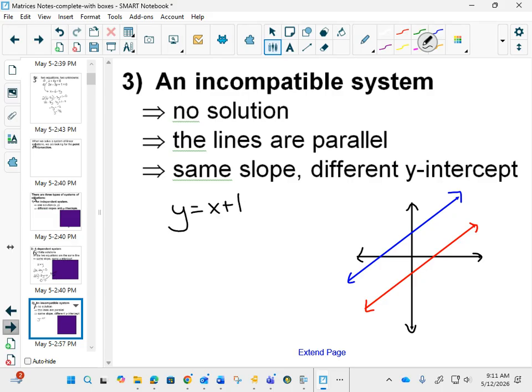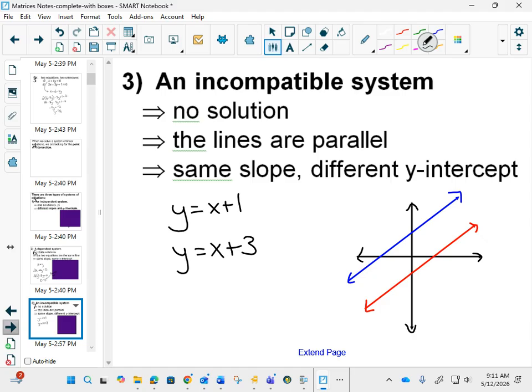y equals x plus 1, y equals x plus 3. Those have the same slope of 1. One has a y-intercept of 1, one has a y-intercept of 3. Now, if you didn't notice, because sometimes these get mixed up, that the slopes are the same right away and have different y-intercepts.